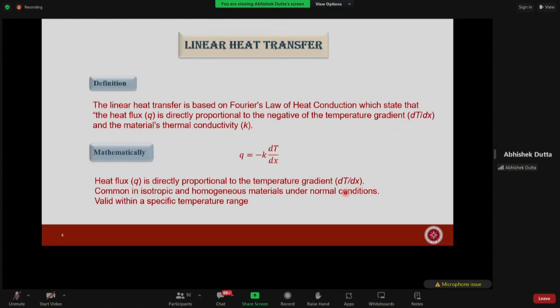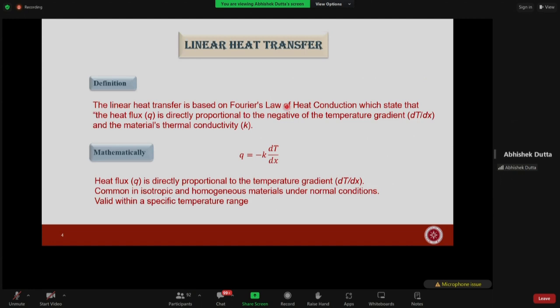Now we come to the very standard definitions and mathematical expressions about the two aspects of heat transfer. I don't know if your teachers have told you this in your classes already, or you might have also seen it in books and so on. Heat transfer can be divided into two aspects: one is the linear heat transfer and the other is the nonlinear heat transfer. So let us first look into what the linear heat transfer is. We have not got into the conjugated heat transfer yet. We are only looking at the linear heat transfer as of now.